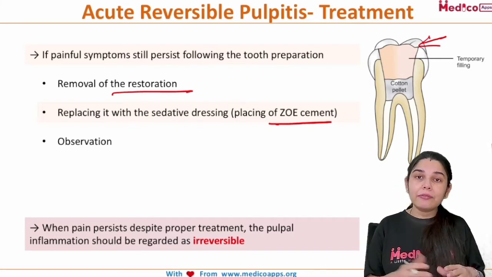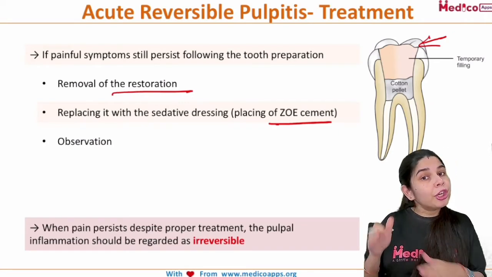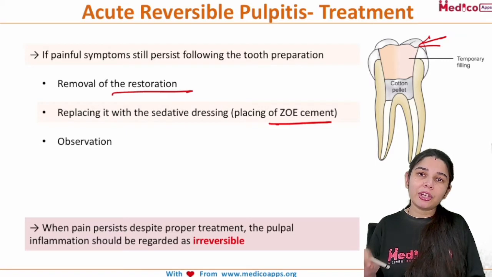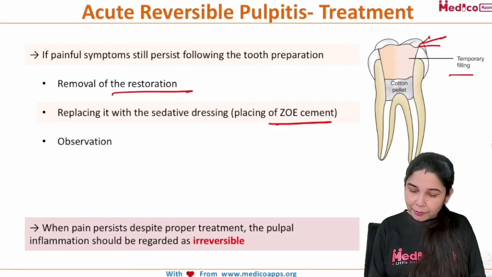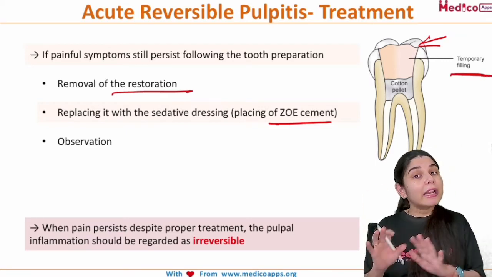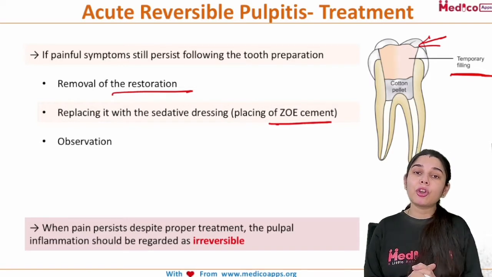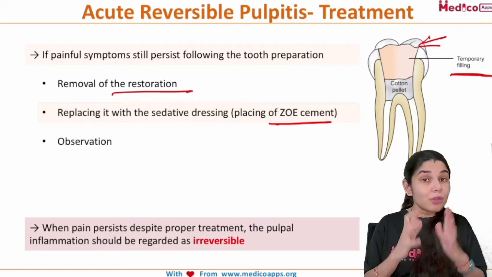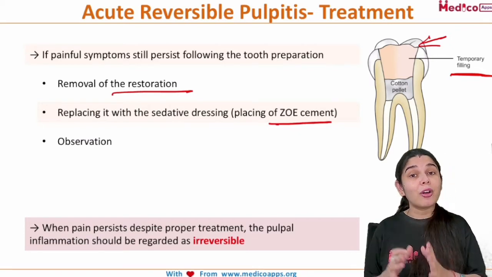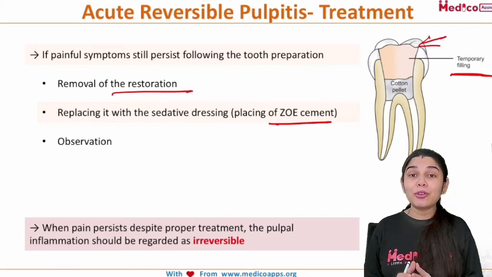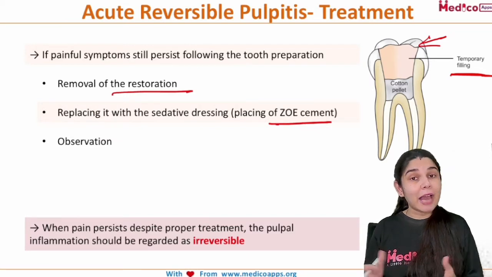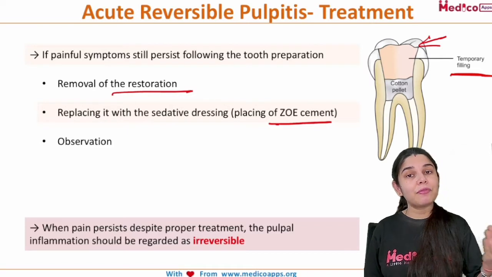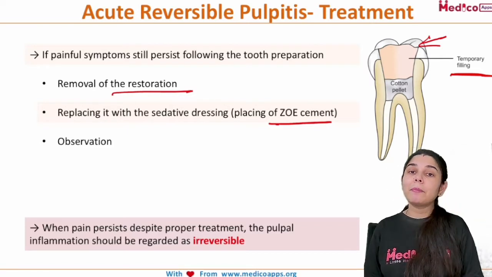After that, we don't need to put a restoration or a permanent filling material over that. What we can do is put a temporary filling material, and then keep the patient on observation, that is on the wait and watch situation. So I hope you have understood how an acute reversible pulpitis patient can be managed by placing a sedative dressing, removing the restoration which was done previously, and keeping the patient under observation.